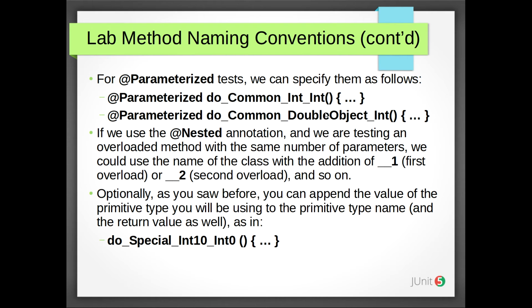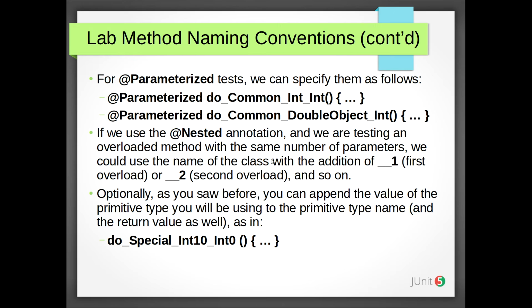And within the parentheses, obviously at parameterized test, it should be here, and we should have some kind of parameter, of course. So we're passing in a parameter and we're getting back an integer. That's what we're saying. Add parameterized test do_common_double_object_int, and here we would have a parameter within the parentheses that I failed to include. So we're passing a wrapper object of double, and we're getting an integer in return.